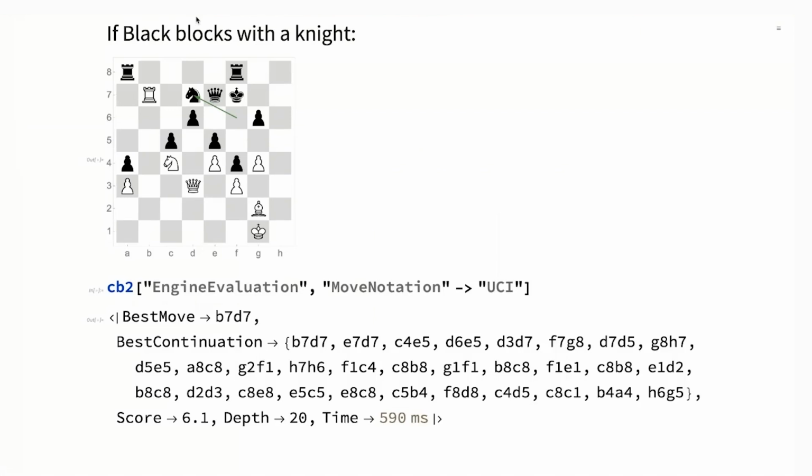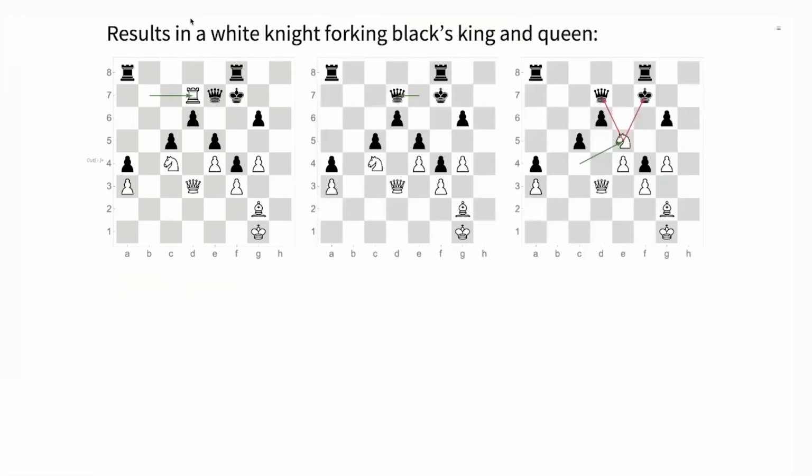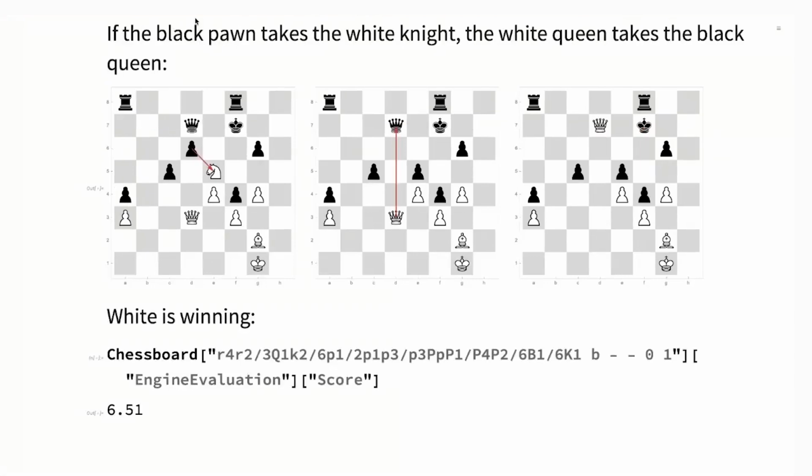The other possibility is you block with a knight. Engine evaluation from Arasan shows a score of 6.1. It's even worse than the other score. So it's suggesting best move B7, D7. So let's look at that. The rook takes the blocking knight. Well, the queen will have to take the rook, center board. And now the knight can take the pawn, as you see in the right board. And it's forking the queen and the king. You might say, well, the knight's going to be lost, but notice what happens in this board.